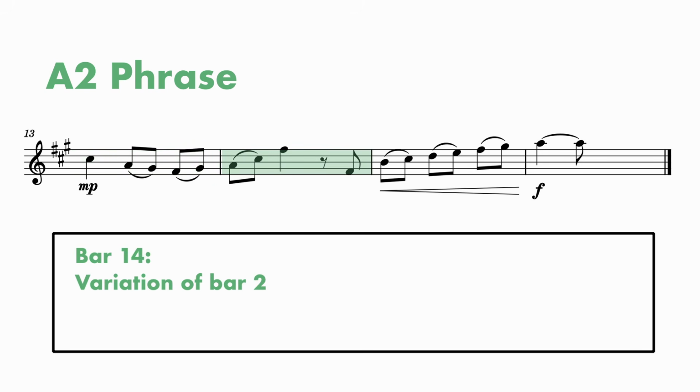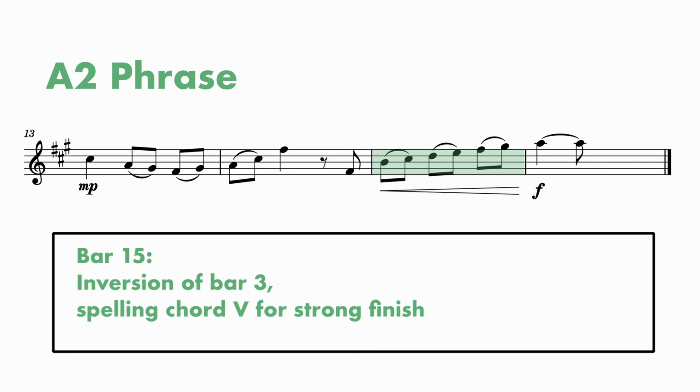In bar 14, we have a variation of bar 2. Again, I've gone for the 6th chord here instead of the 1 chord that was in bar 2, but I've kept the triadic movement and also the rhythm. And just like bar 2 did, we're going to leap from bar 14 into bar 15. And in bar 15, we see another inversion.